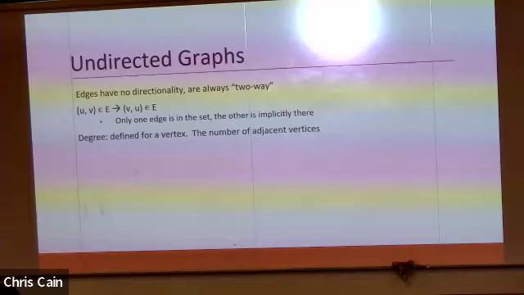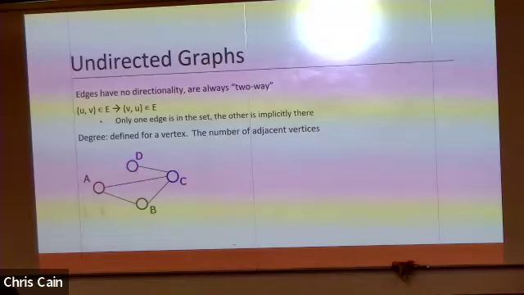We can, for a particular vertex, define its degree. That's how many vertices are adjacent to it, how many edges are there. So what is the degree of A in this graph? 2. There are 2 edges that go from A to some other node, B and C. Whereas C has degree 3 and D has degree 1. That's a basic overview of undirected graphs. There should be no arrows on your edges.